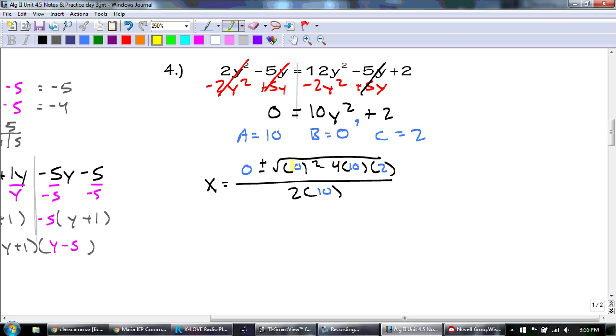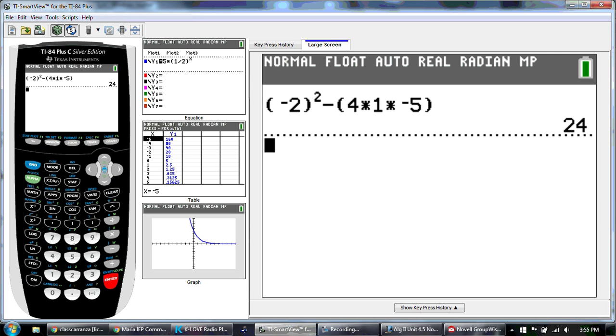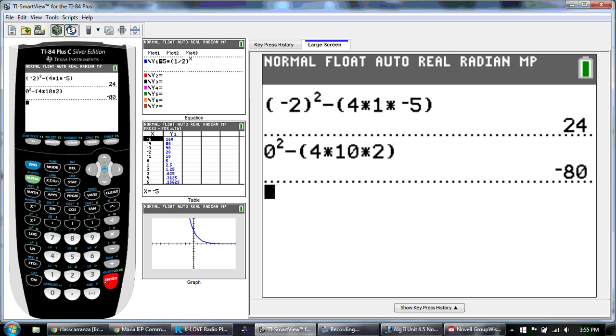Okay, so we're still doing the same thing. Now if I have a 0 out front, I have nothing, so it's just plus or minus. The bottom is 20, we should know that. Now we have 0 squared, so if you really want to type in what 0 squared is, go ahead and find out. Minus 4 times 10 times 2. And we get negative 80.